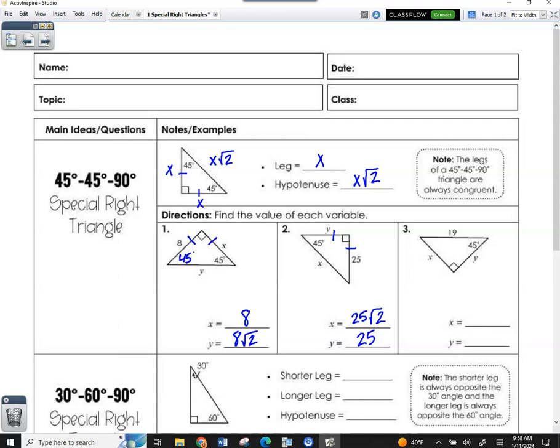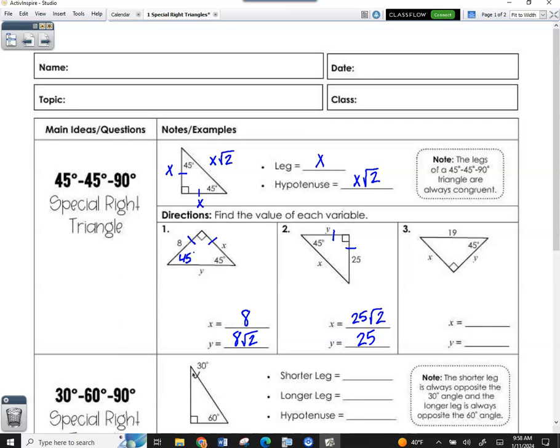Number three is one where you have to do a little bit of work before you can write the answer. One and two are straightforward. If you know the leg, it's a very short problem. If you don't know the leg, then it's a slightly more step-involved problem.